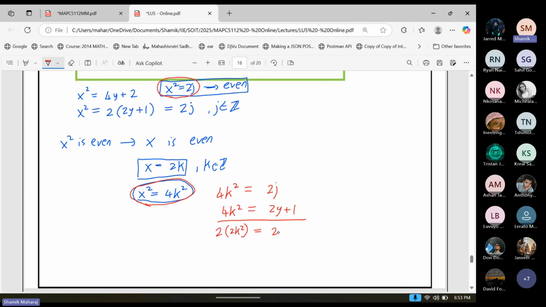2k squared is an integer. And the right is odd because it's an even number plus 1. So this is odd, this is even. So how can something odd be equal to something even? That doesn't make sense. So this here is a contradiction.